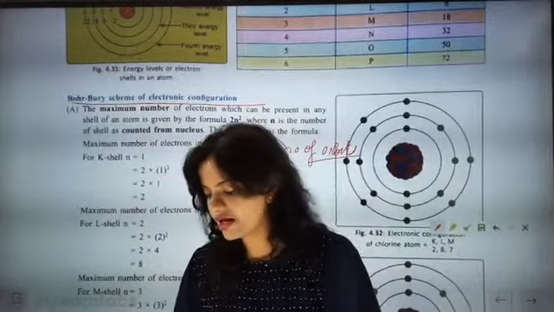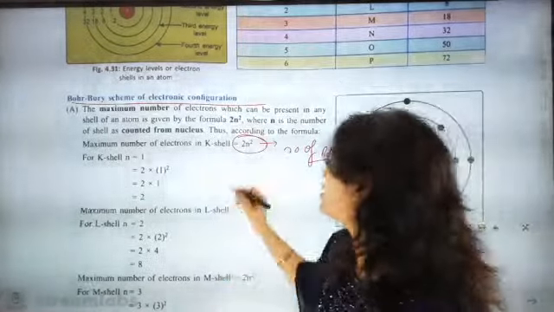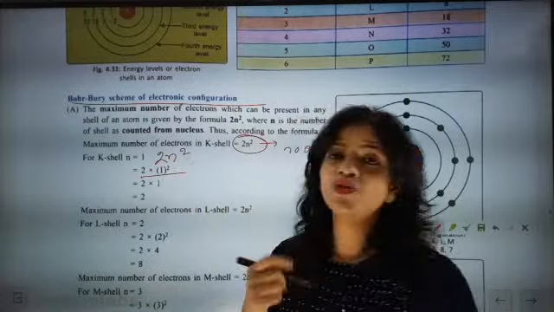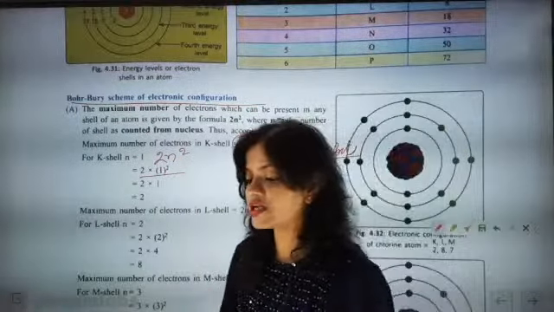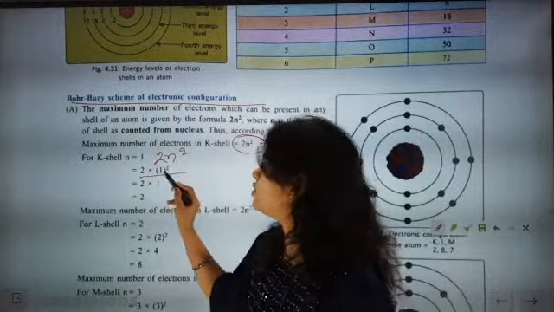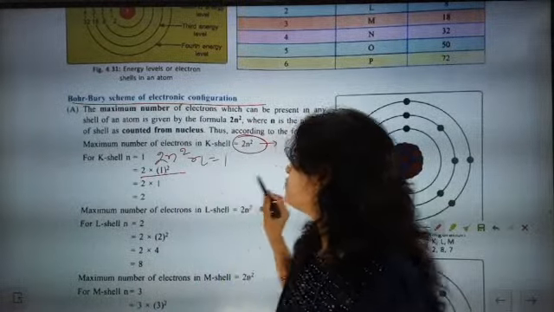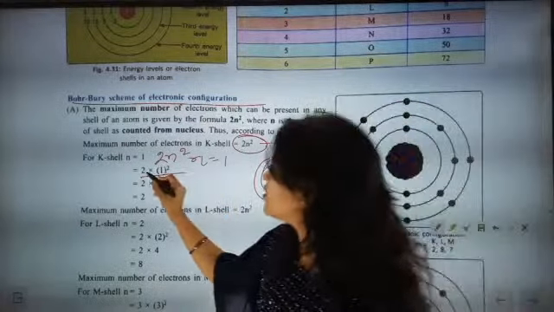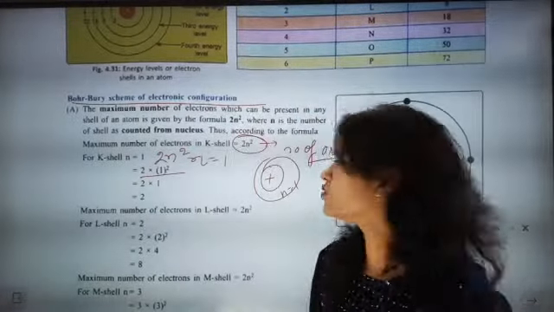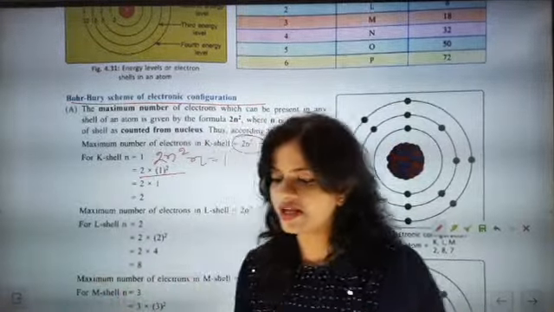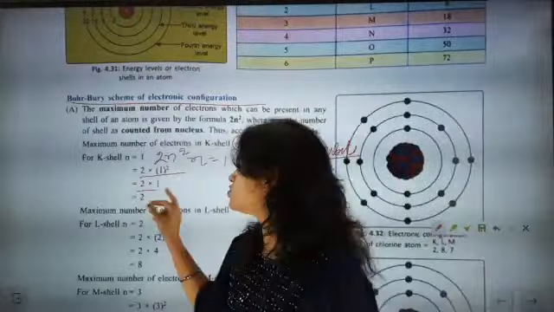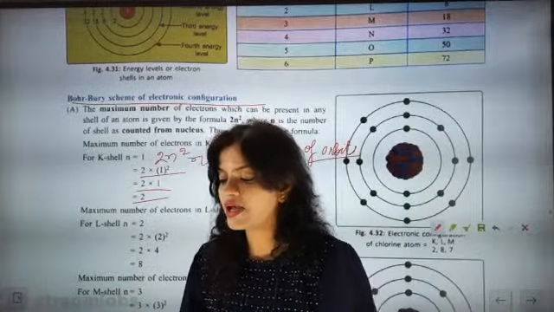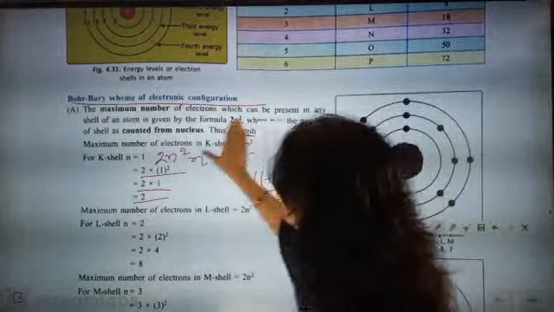And how do we understand how many electrons will be in each orbit? The formula is 2n square. For the first orbit, first shell or first energy level, n equals 1, so we write 2 into n square, with n equal to 1. So the first orbit can have a maximum of 2 electrons.